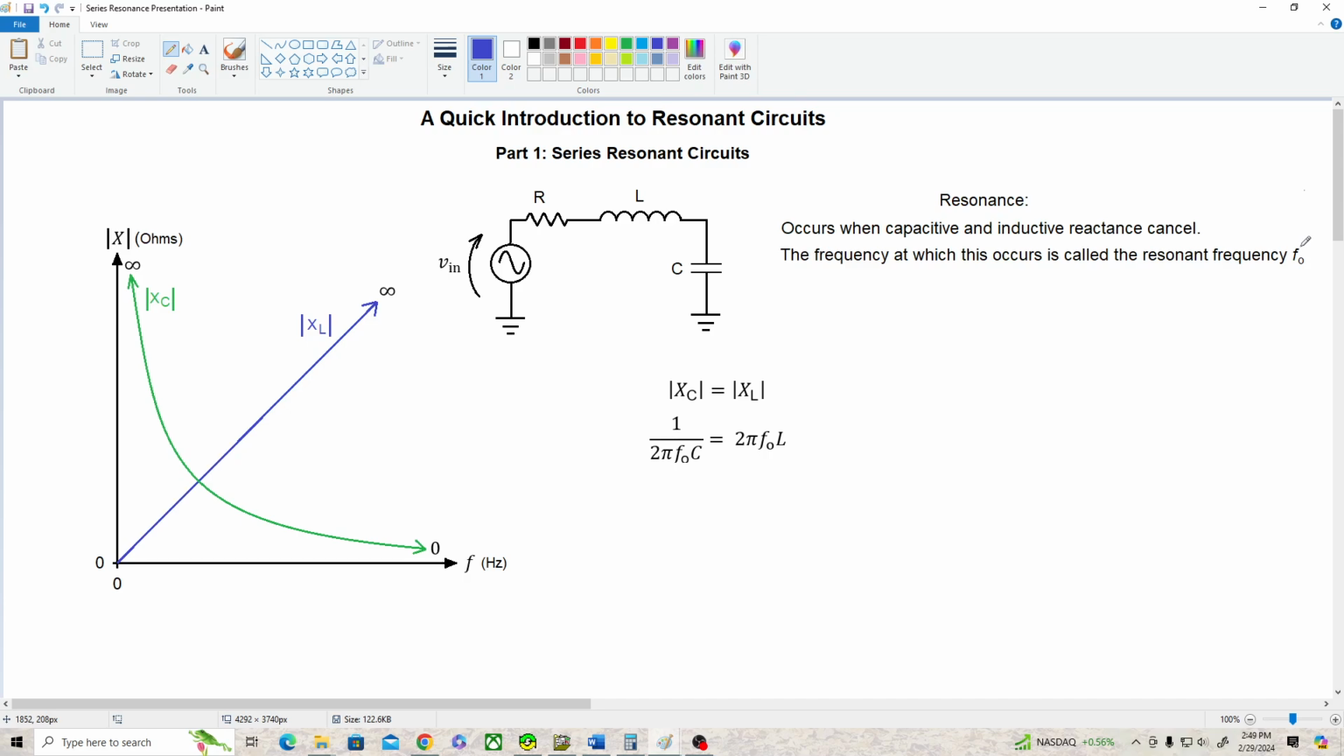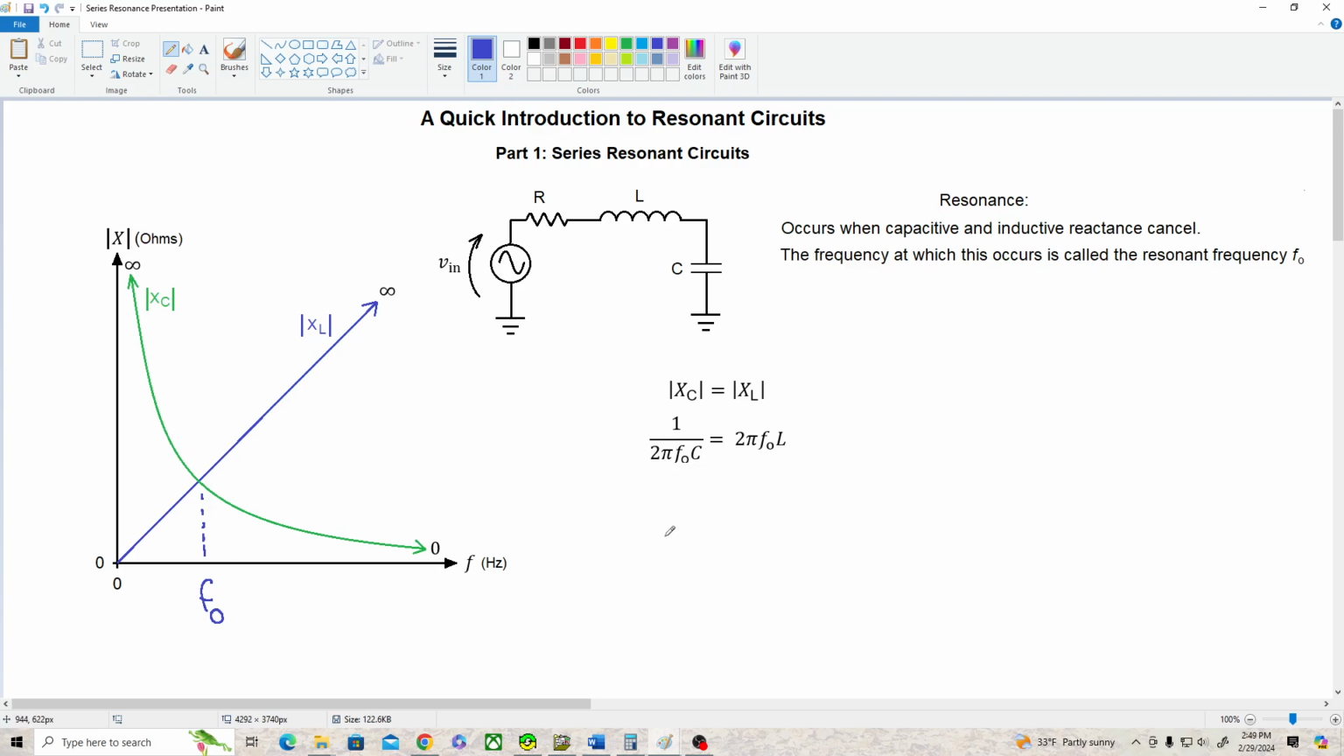All right, if we look at the graphs of X sub L and X sub C versus frequency, the resonant frequency occurs where these two graphs intersect. That's F sub O, and we can figure out what that value is by setting X sub C equal to X sub L and solving the resulting equation. All right, I'm going to do that now.